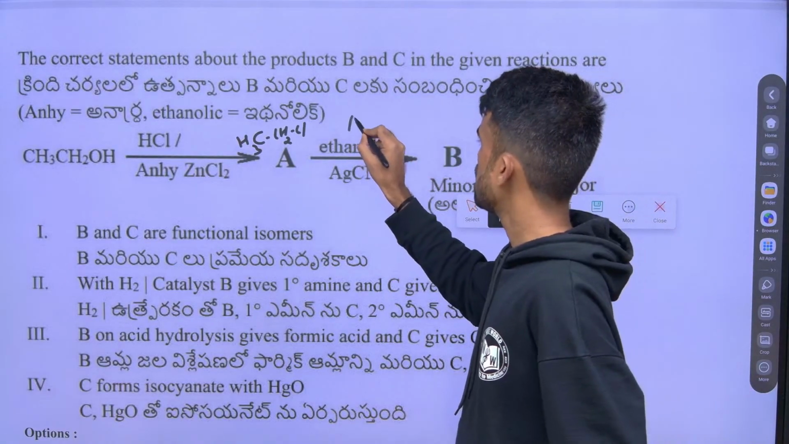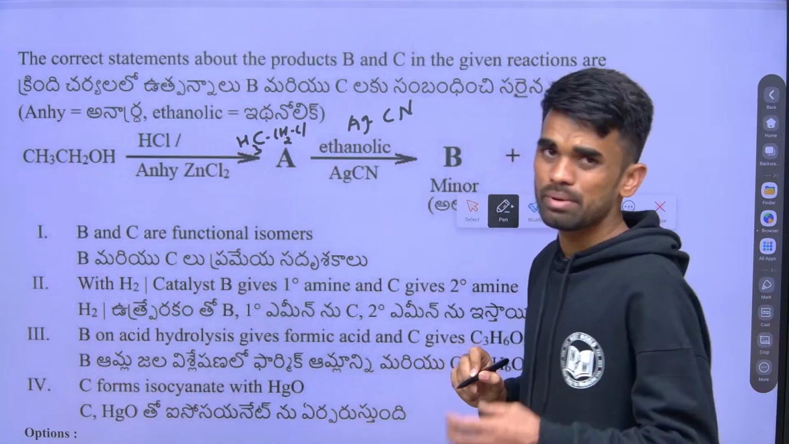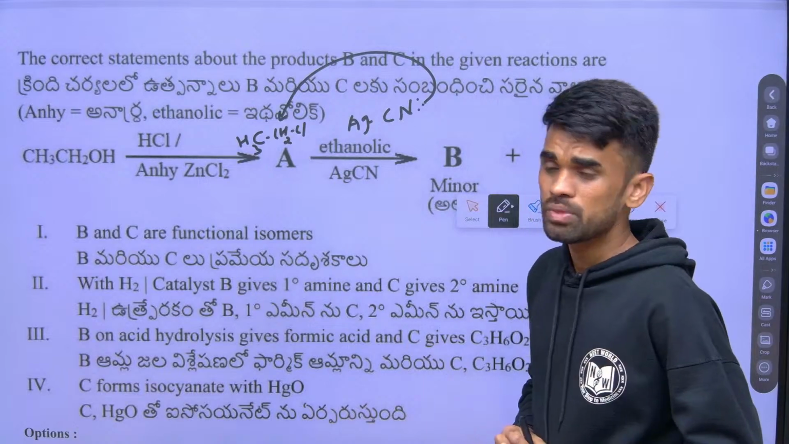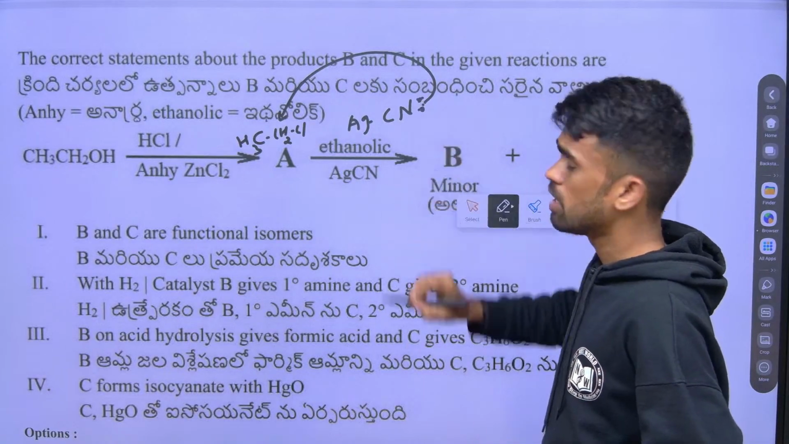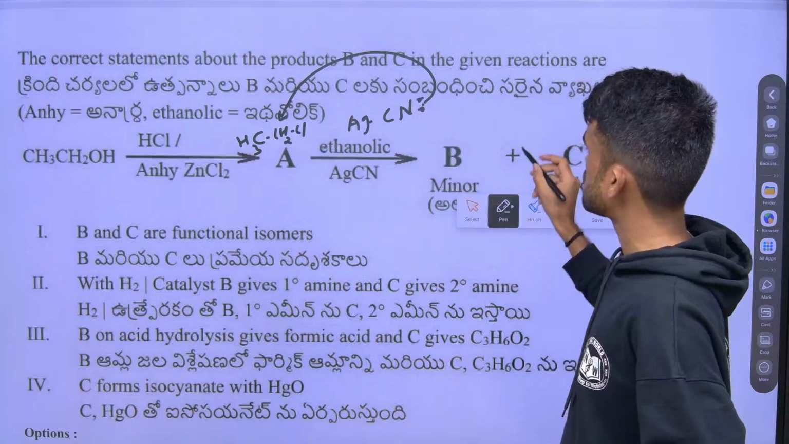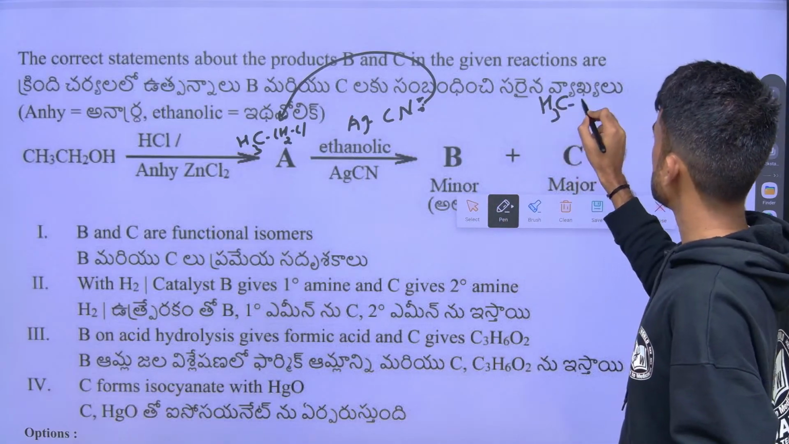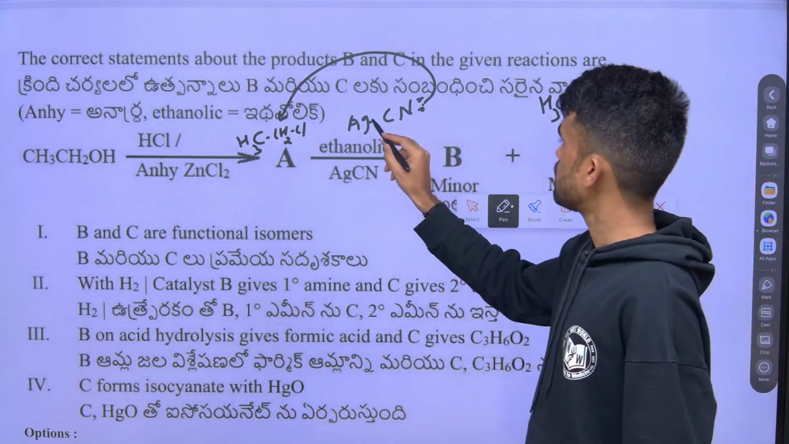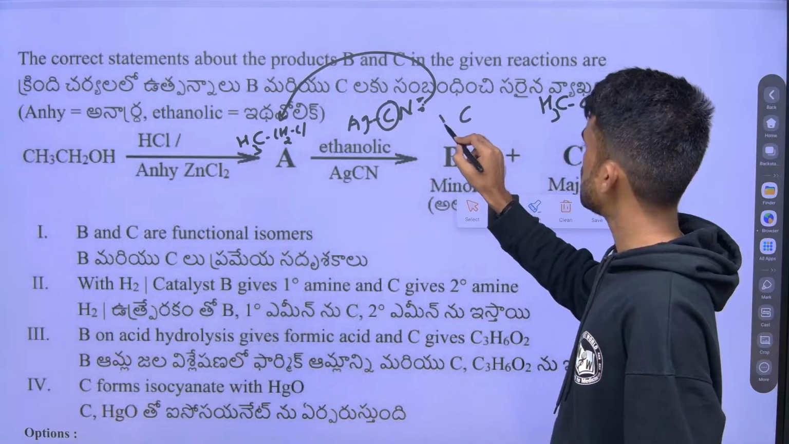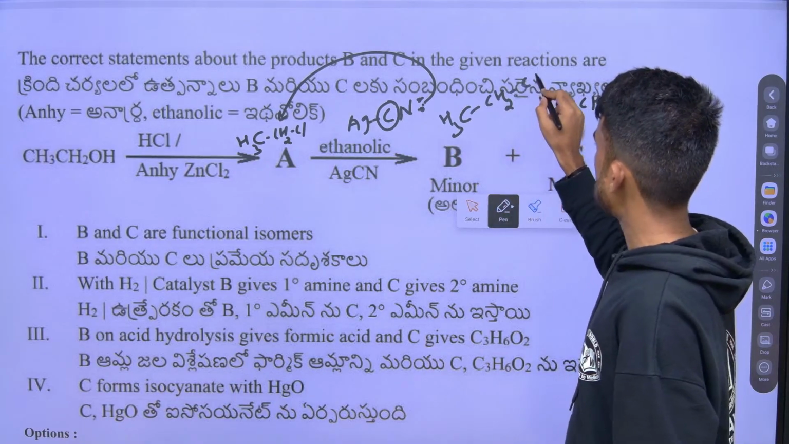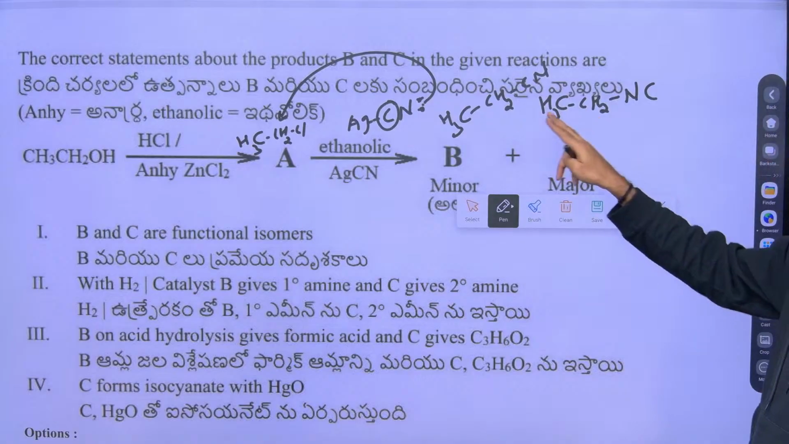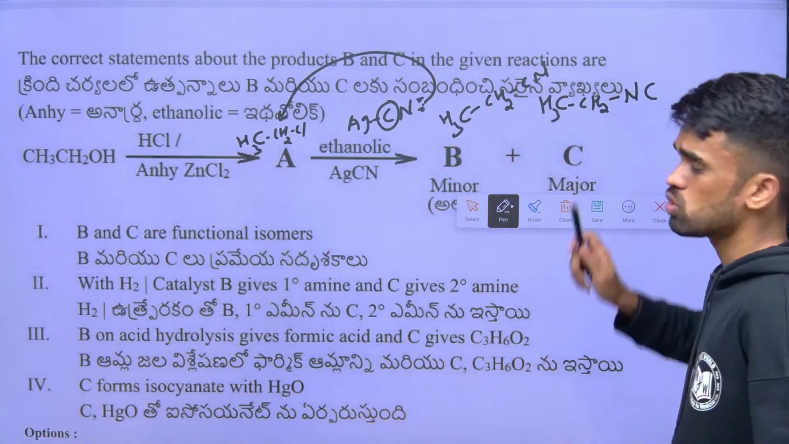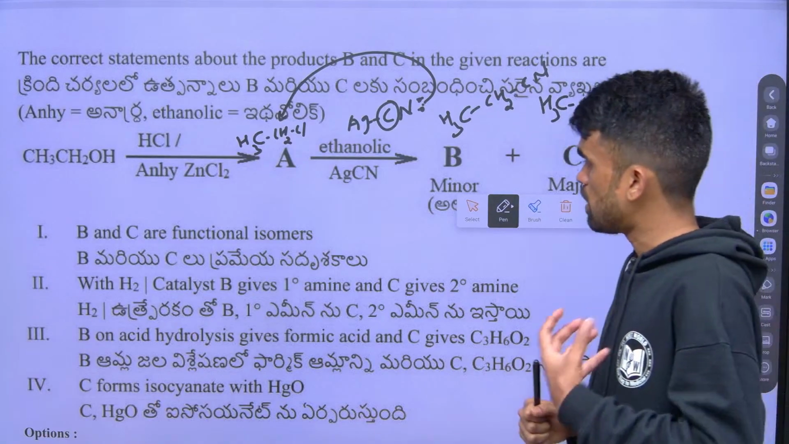Now we are treating this with ethanolic AgCN. AgCN is more covalent in nature here, so this will be the attacking nucleophile. If it attacks from the nitrogen side, we get CH3CH2NC, isocyanide. Sometimes it can also attack from the carbon, in which case we get cyanide as a major product. These are the two possible products. So B and C are cyanide and isocyanide, and they are functional group isomers. Yes, the first statement is correct.